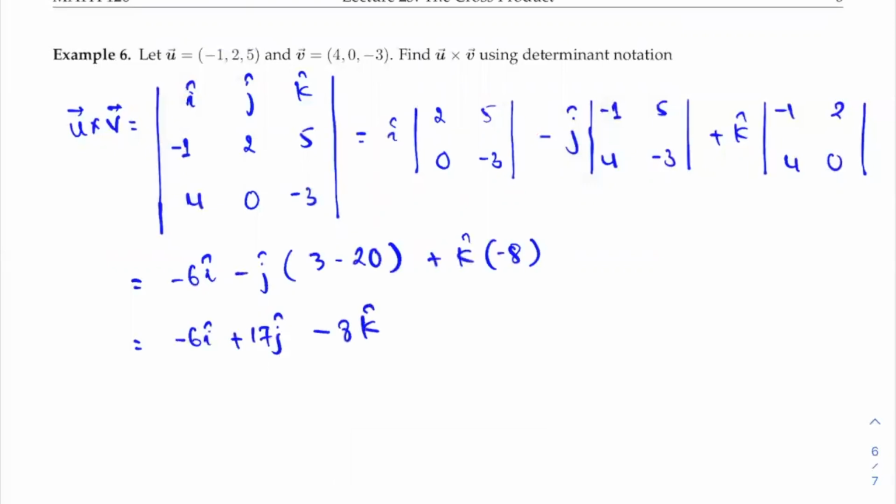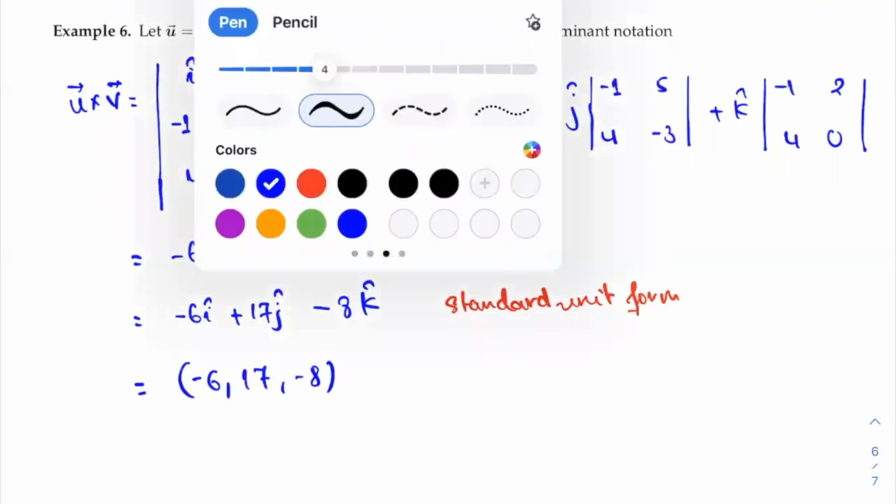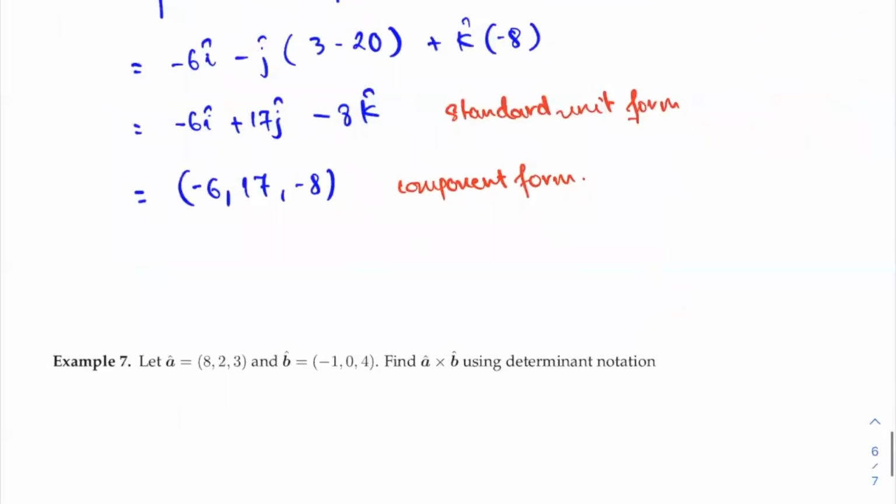This particular form is called the standard unit vector form, because the representation depends on i, j, and k. Or you can write the answer in this form, -6, 17, and -8. This is just the component form. It's very straightforward to obtain the cross product between two vectors. Now we're going to move on to another example.